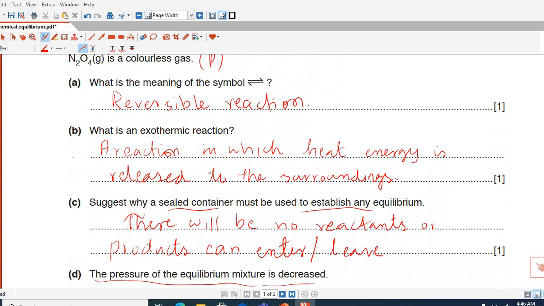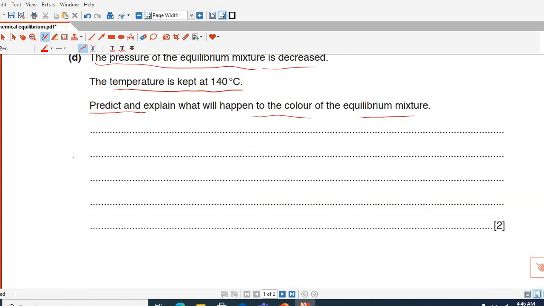So you will write the answer in this way, to predict and explain what will happen to the color of the equilibrium mixture. You will write that the color becomes more brown, right, more brown color. Okay, this will be 1 mark you will get from this idea.